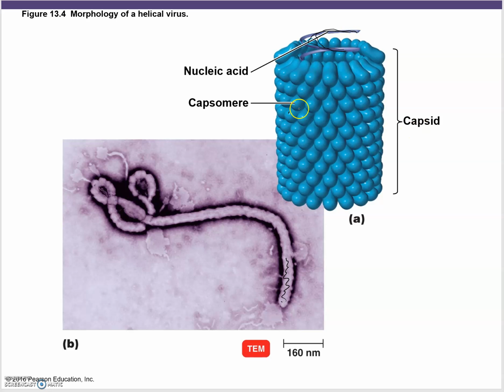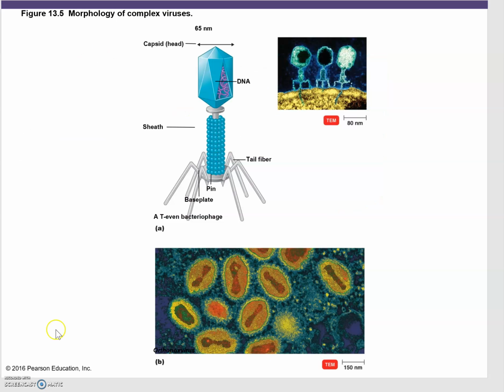And the capsomeres, again, those are the little subunits that are making up the capsid. An example for a helical virus would be this Ebola down here, where you have the genetic material spiraled inside and then wrapped with the capsid. And let's move on to take a look.